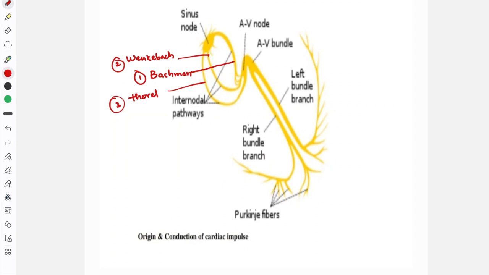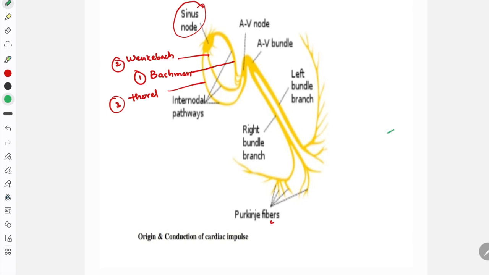If you have to understand the property of conductivity, we need to know the conducting system of heart. What is the conducting system of heart? We know very well, it is very basic, that the conducting system of heart consists of SA node, AV node, AV bundle and Purkinje fibers. The SA node, we have already discussed, is called the primary pacemaker of the heart. Why is it called the primary pacemaker? It is because it is the only pacemaker that initiates the stimuli with the highest frequency and conducts the impulse throughout the conducting system of heart.